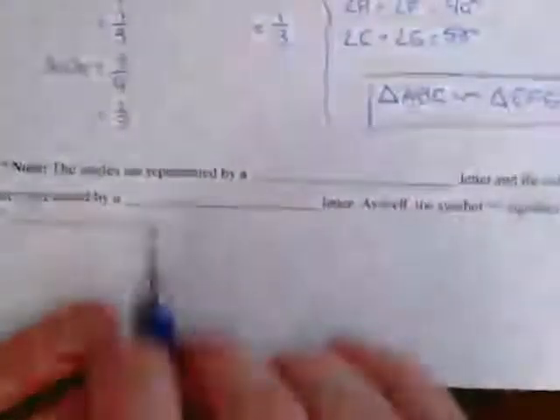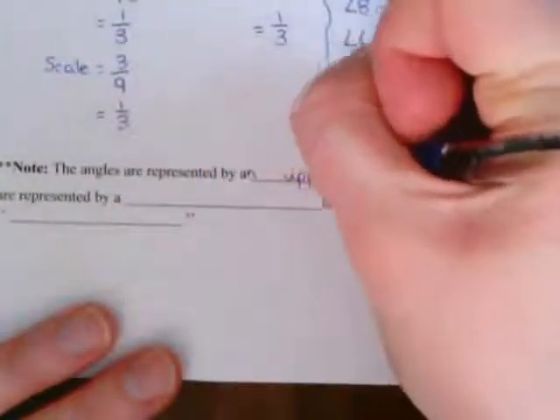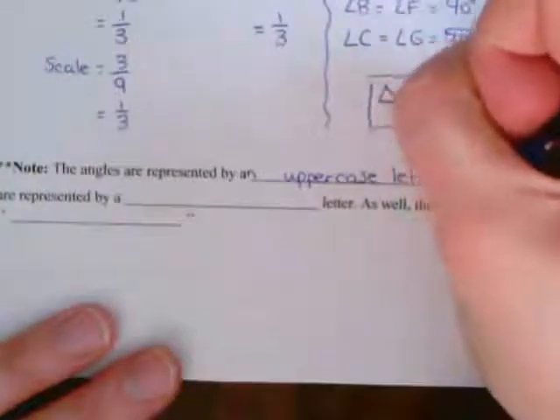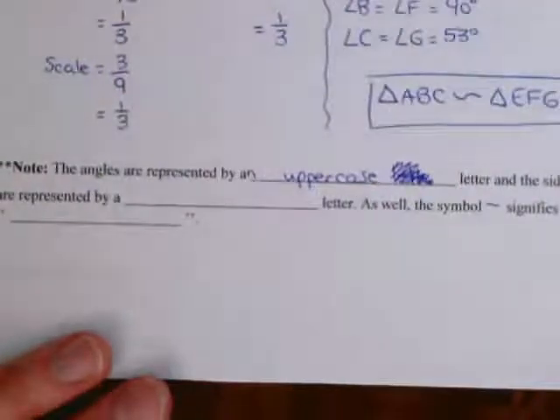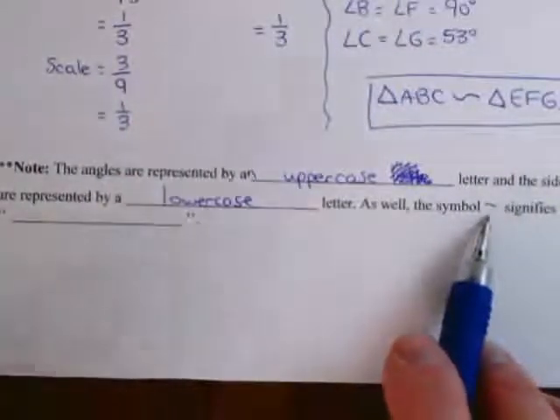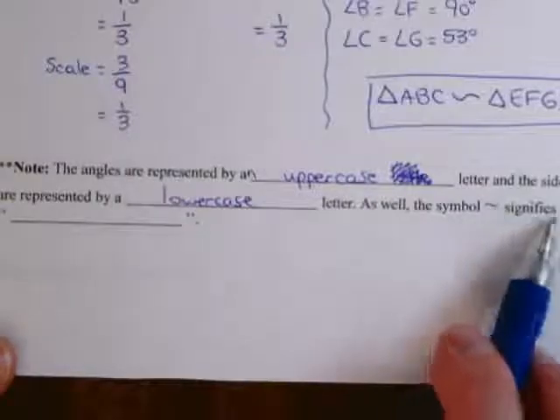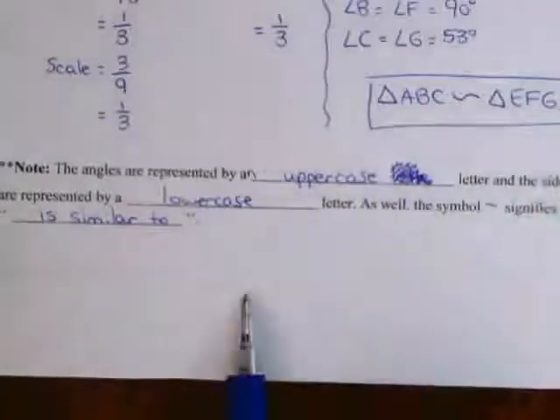Now I'm just going to look at the notes very quickly down here. Angles are represented by an uppercase letter, and the sides are represented by a lowercase letter. And the symbol, one squiggly line, not two. Two squiggly lines means approximately equal to. One squiggly line signifies is similar to. Very important for you to know this kind of stuff. Might be good for you guys to write on your cheat sheet if you're interested.